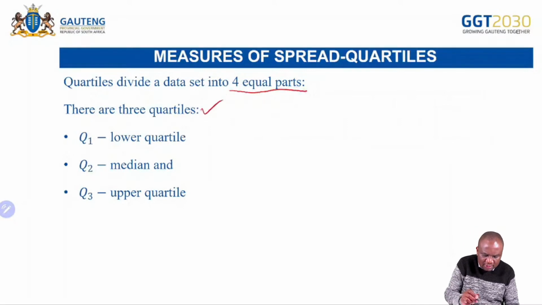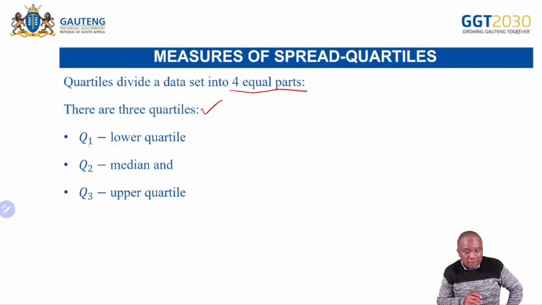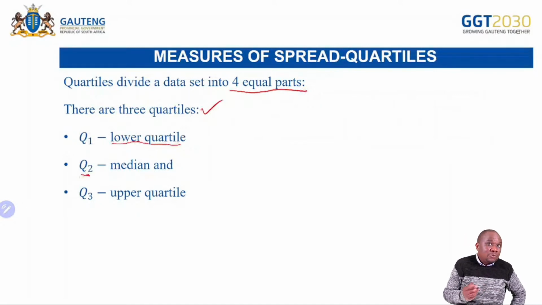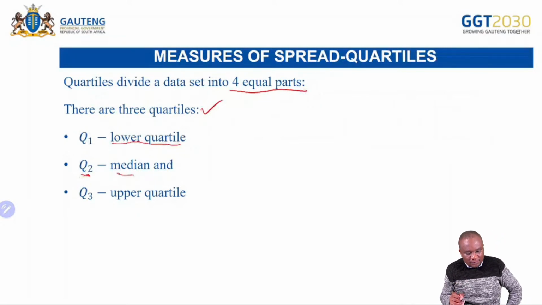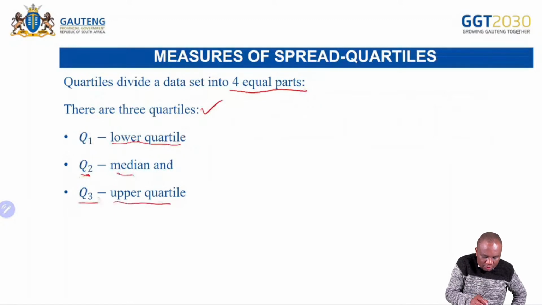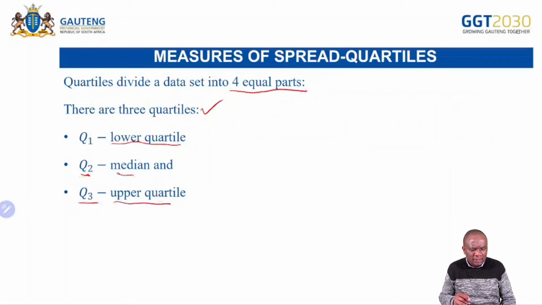There are 3 quartiles. We have Q1. If I say Q1, know that I'm talking about the lower quartile. So I'll be using these interchangeably. Q1, lower quartile. Q2, we have dealt with the median. Q2 is the median. And then Q3, the upper quartile. The upper quartile is Q3. Please write. Let me give you 1 minute to write your short notes.